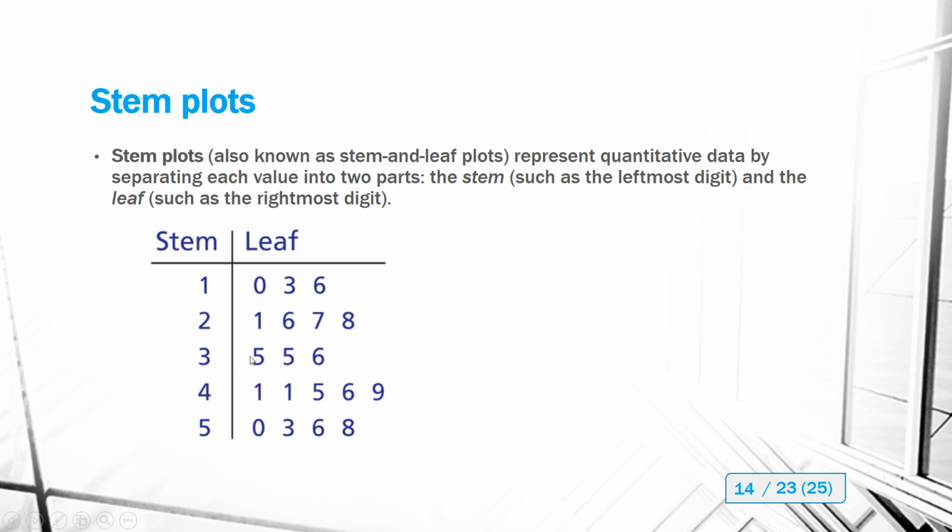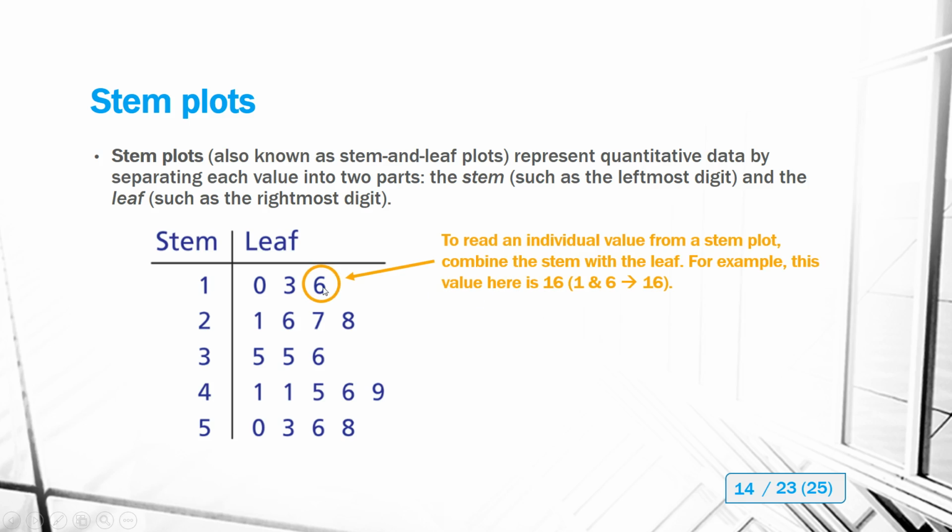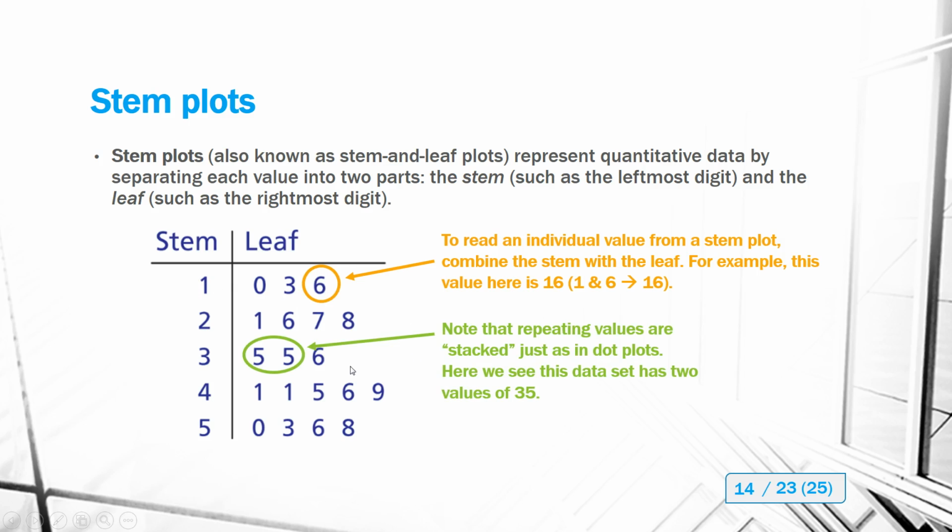Notice how I have two 35s, 35, 35, then 36. There's two 41s, 41 and 41, so on and so forth. So the stem is the leftmost digit, and the leaf is the rightmost digit. So I'm reading this individual value here, okay, the 6 with the 1, that makes 16. Again, we're stacking these just as we did in the dot plots, 35 and 35.